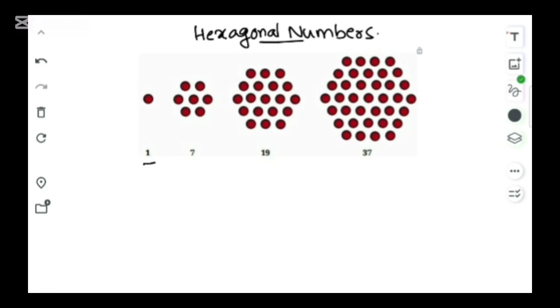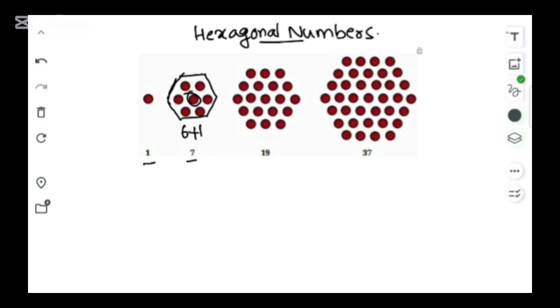In the second figure, we add a new layer around the center dot. There are 6 dots around the boundary and one dot in the center. So the total is 6 plus 1 equal to 7.